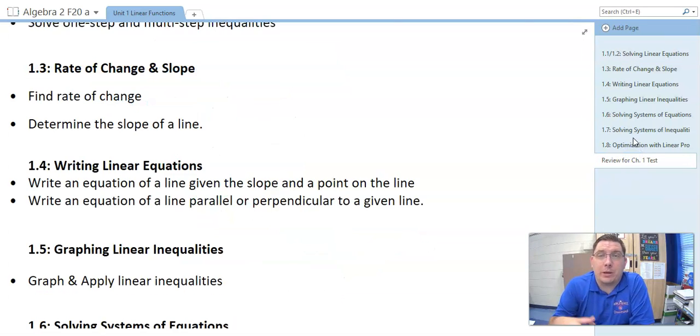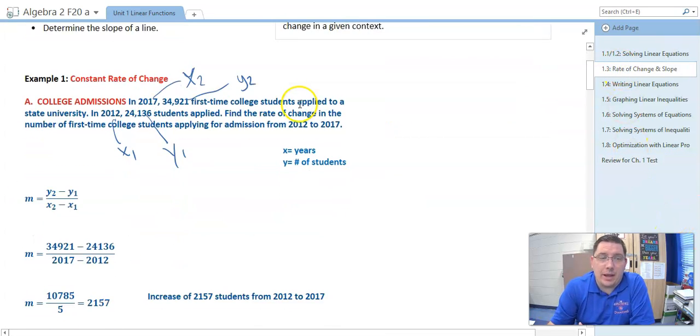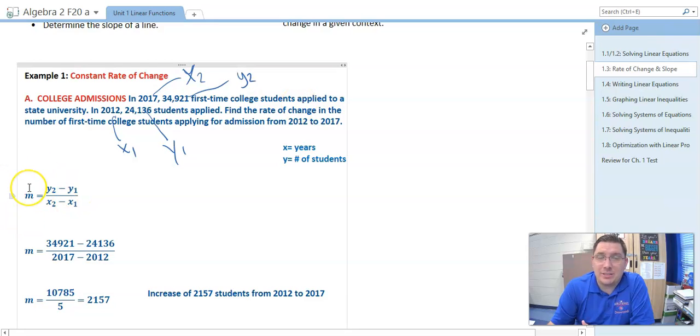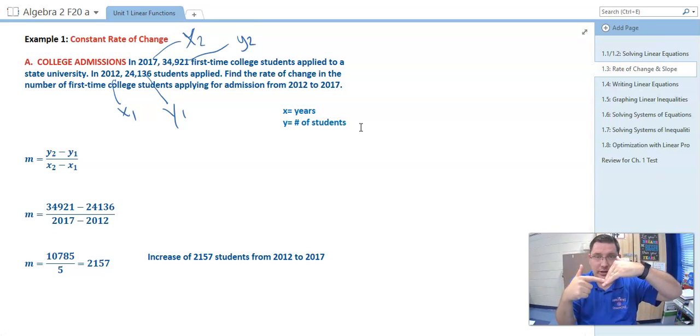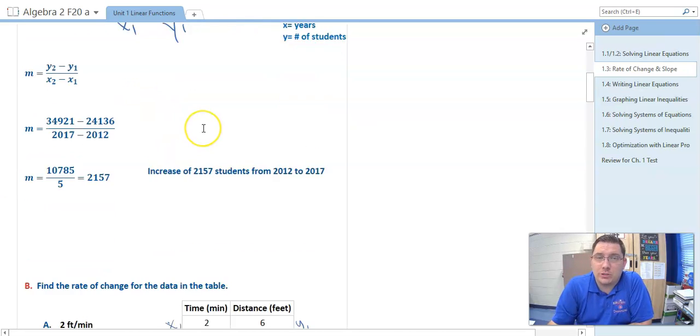So in 1.3, we talked about rate of change and slope. Our "students will be able to" statements were that you can find the rate of change and determine the slope of a line. Remember, we talked about the slope formula, right? m is equal to y sub 2 minus y sub 1 over x sub 2 minus x sub 1. Slope is of a line, a straight line on the graph. Rate of change between any 2 points is the change between them, and we use our slope formula to do that.